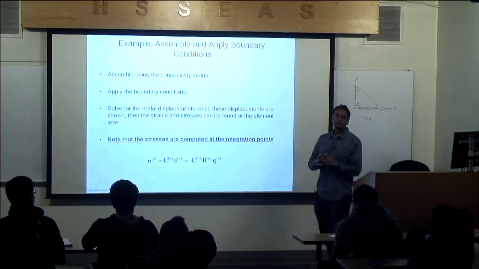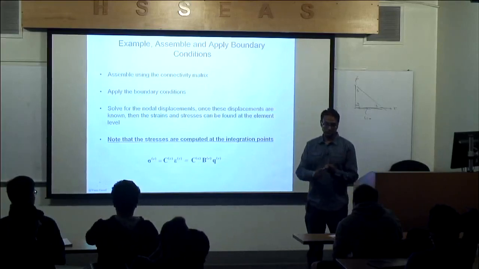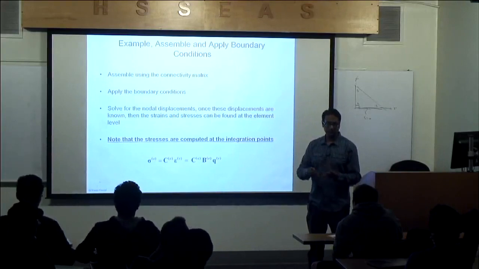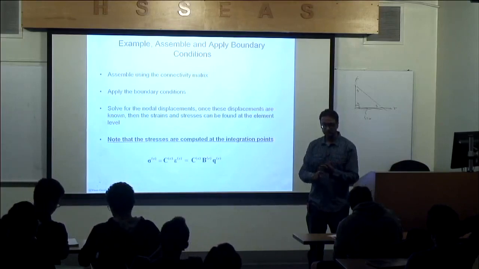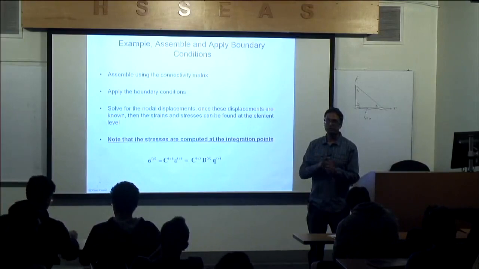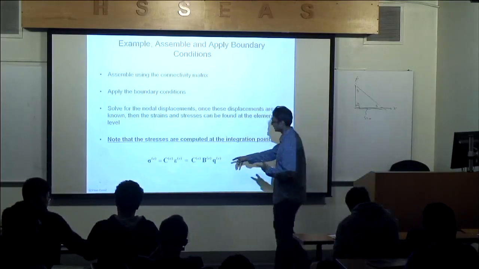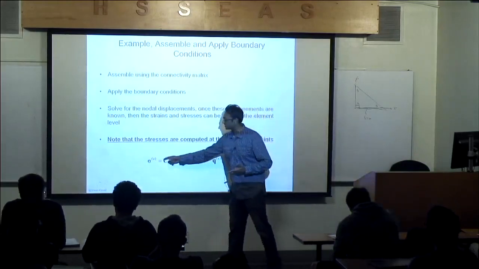The next step, I didn't complete it, but you will assemble the stiffness matrices. You assemble the load vectors now that you have them. You'll use the connectivity matrix to do that. You'll apply the boundary conditions, which was fixed on the left-hand side. Then you solve for displacements. Once I know the displacements, I get the strains. Once I know the strains, I can get the stresses using this formula. I know the B matrix. I know the nodal values, so I can calculate the stresses.